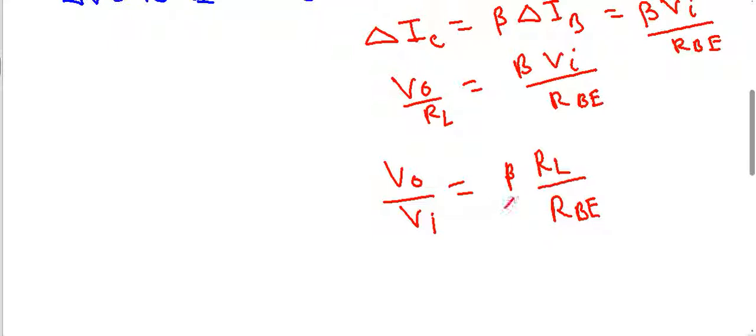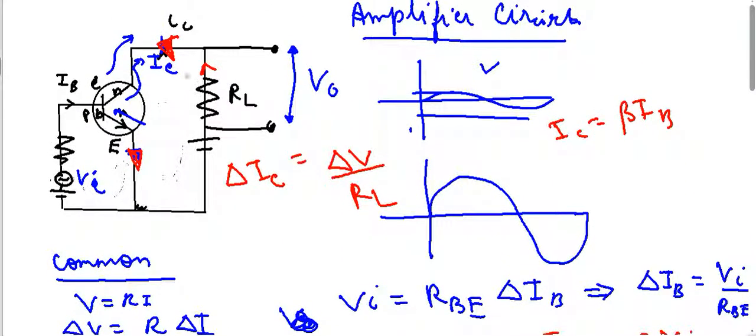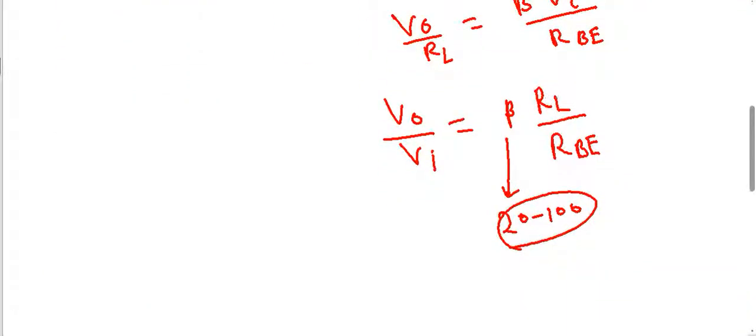Okay, so what do we know about beta? We just discussed 5 minutes back that beta varies from about 20 to 100, depending on the case. And we can always choose a value of RL. RL is this one. We can always use a resistor RL which has a higher resistance than RBE. So this term can also be made high, or at least higher than 1. So we see that V naught by Vi is more than 20 to 100 times.